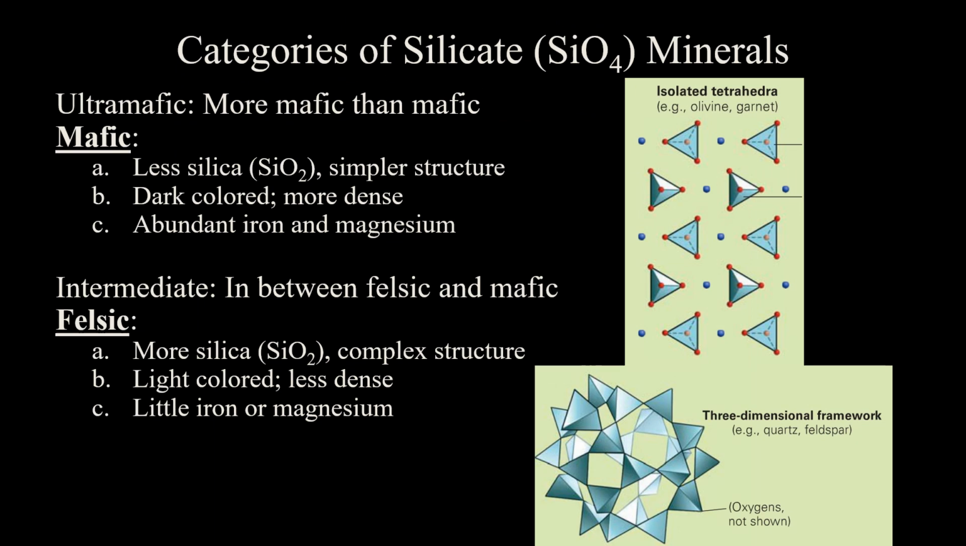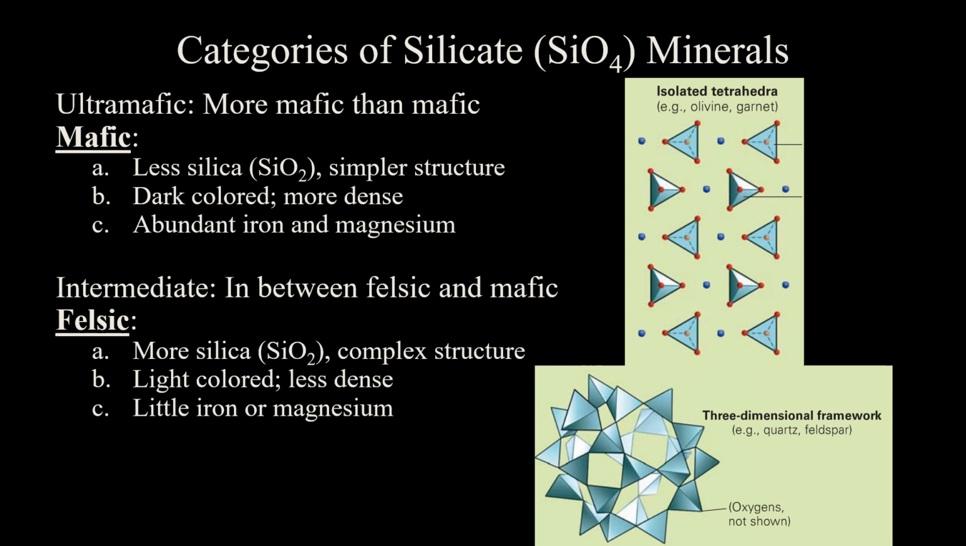And when we talk about minerals, we ultimately classify them into a class of ultramafic, mafic, intermediate, and felsic. I like to just focus on the felsic and the mafic because if you know those two, well, then intermediate is just in between felsic and mafic, and ultramafic is just more mafic than mafic. So what does mafic mean? Mafic comes from the term magnesium and the Latin for iron, ferric.